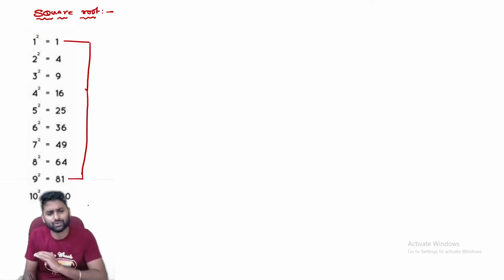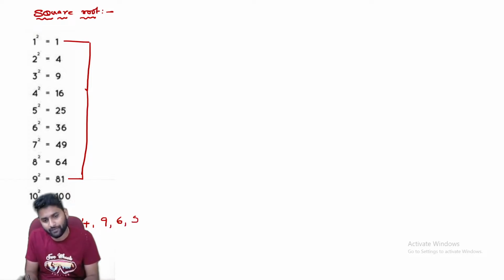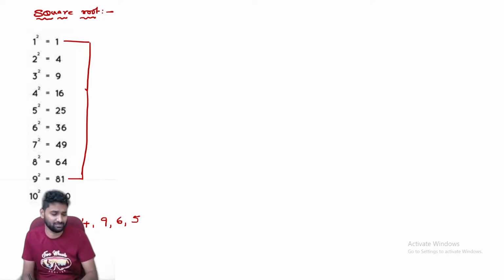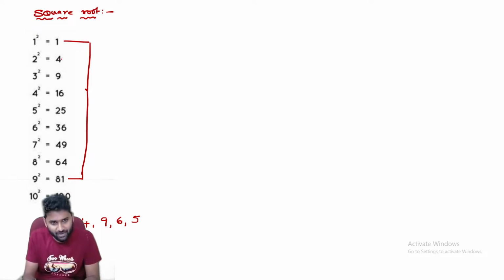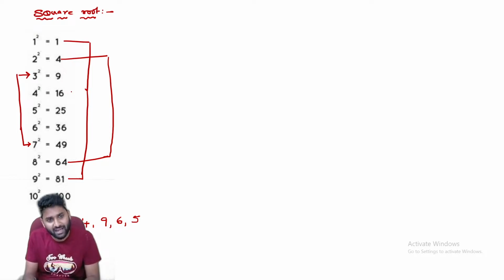Guys, if you go through any square of those numbers, the units place is either 1 or 4 or 9 or 6 or 5. You can see these numbers only, including 0 also. You never get any other number as a units place. That's why here 1 is repeated in 1 square and 9 square. Same way, 4 is repeated in 2 square and 8 square. Now 9 is repeated in 3 square and 7 square. And 6 is repeated in 4 square and 6 square.